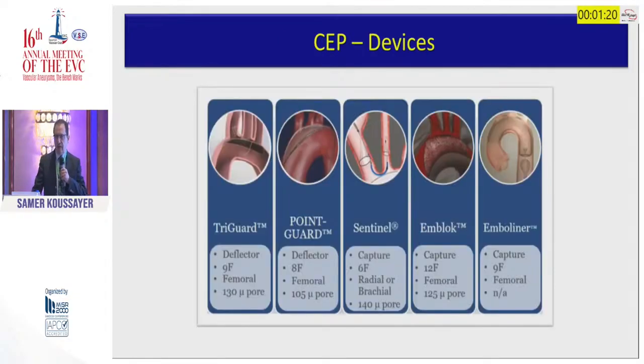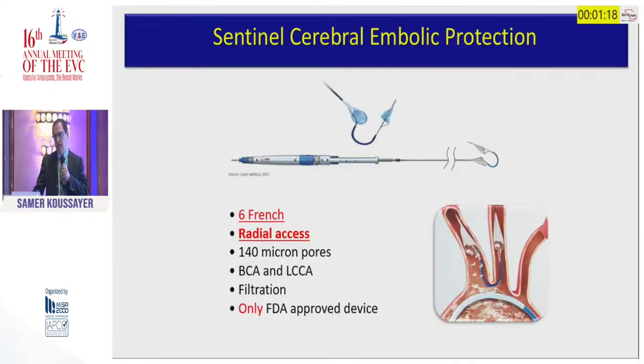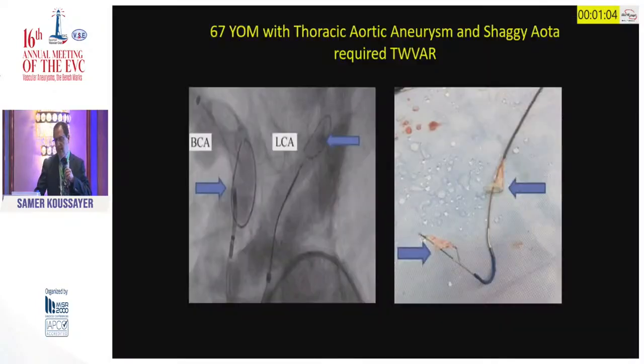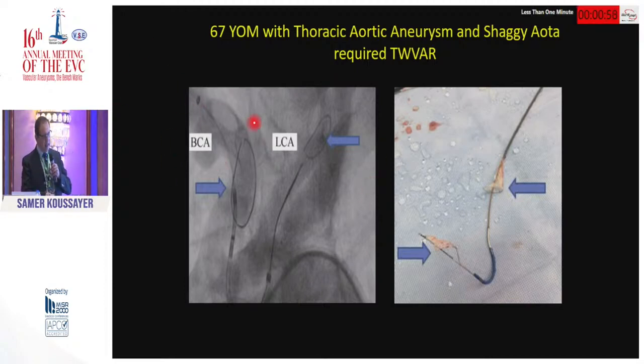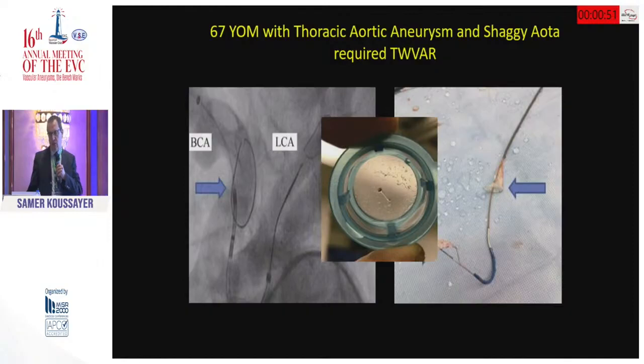We have about 5 available in the market. The one we commonly use now is the Sentinel Cerebral Embolic Protection. This is the only FDA-approved device. It goes through a 6 French sheath via the radial artery. It's very simple. It has 2 filters, 1 staying in the innominate artery and 1 in the left common carotid artery. Like in this one of our cases, you can see the 2 filters. And this is during the procedure, and you can see all this debris being removed during the procedure.